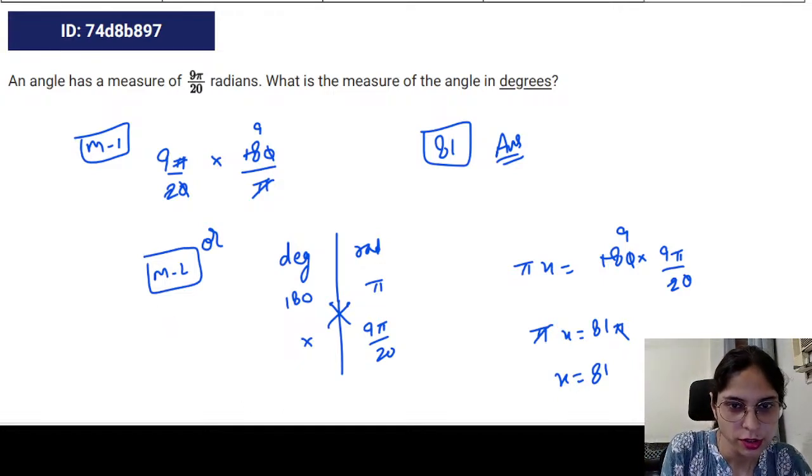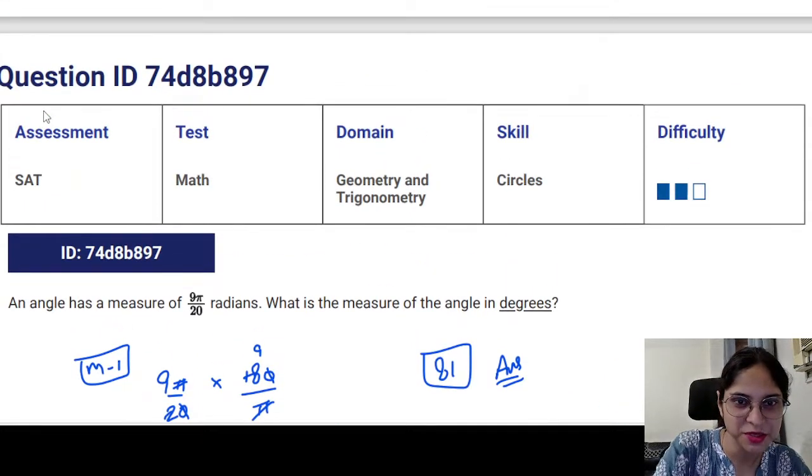Alright. So this is also just conversion. Next is question number 15. Again, it's also conversion. I forgot to write the question number.